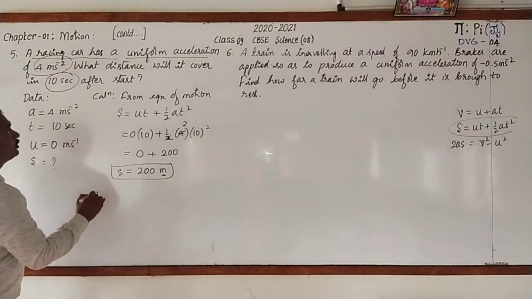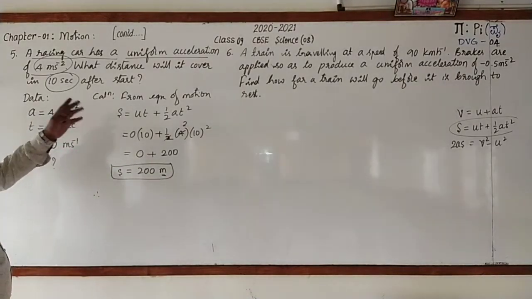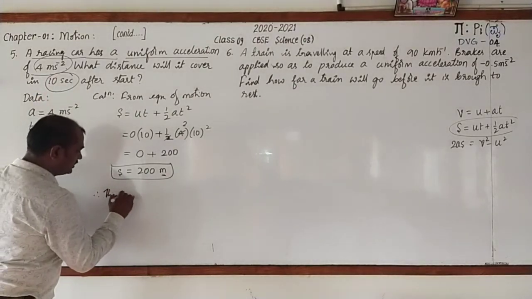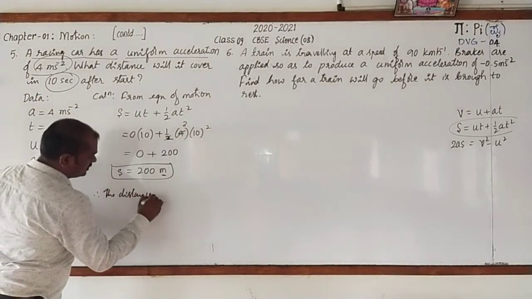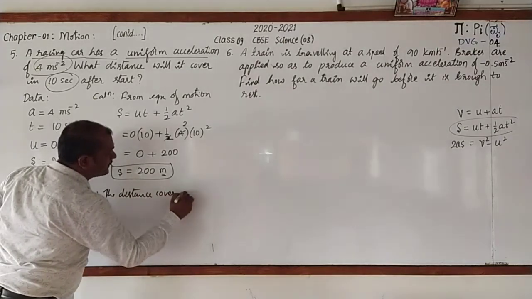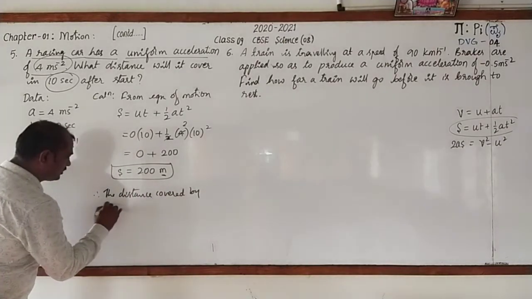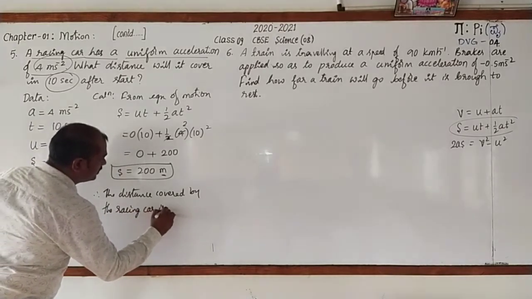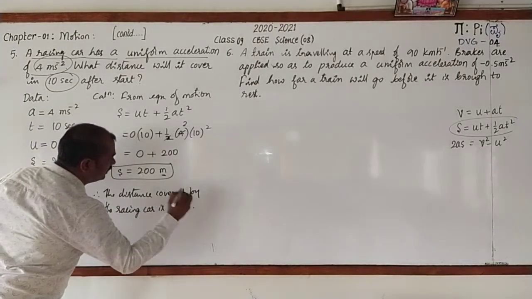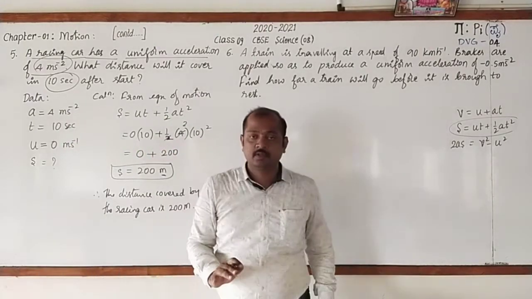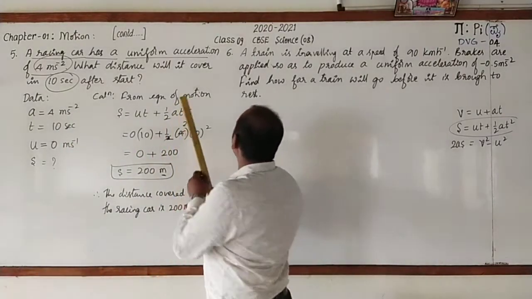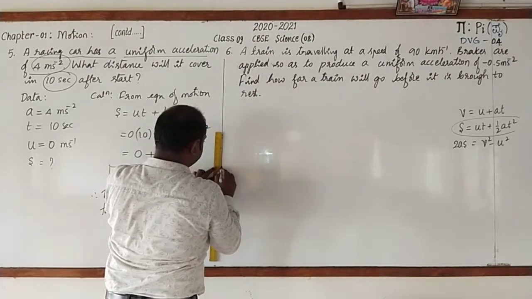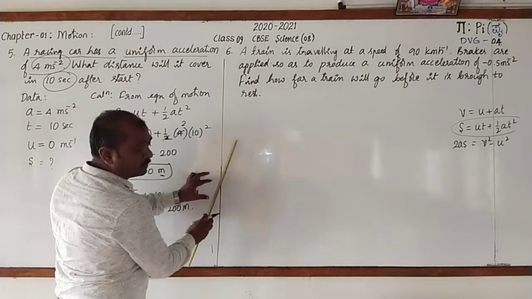So conclusion, you can write: the distance covered by the racing car is how much? It is 200 meter. Clear? Now the first one is over. Let's move on to the second one. Sorry, it is actually the 6th problem. Just go through that.